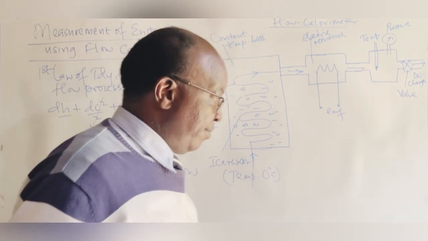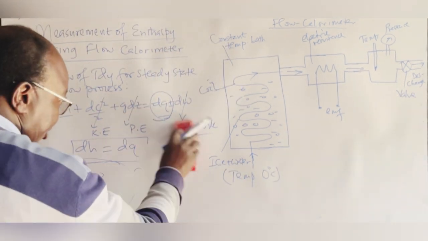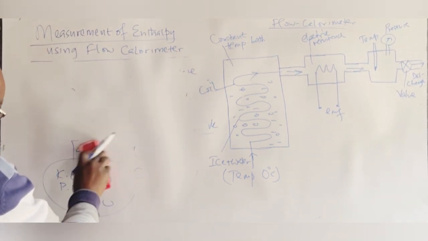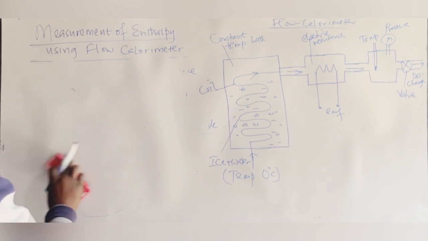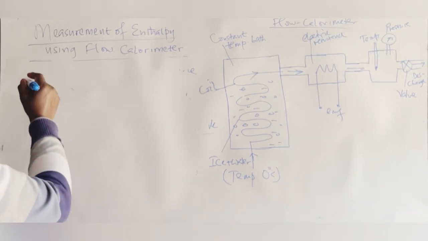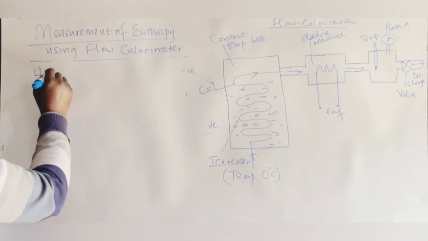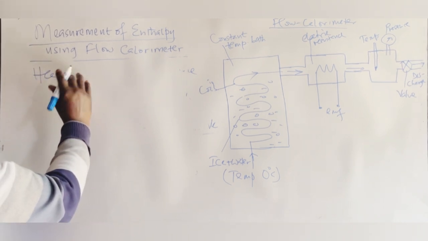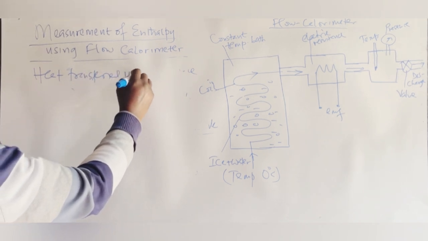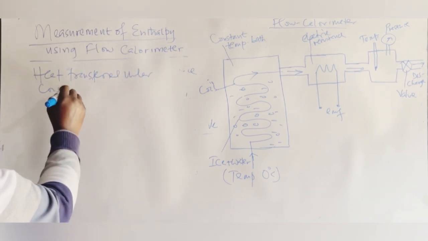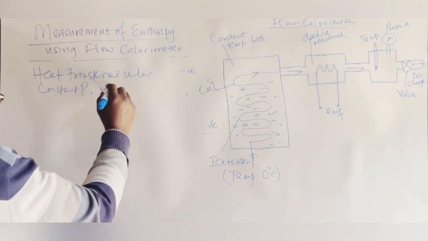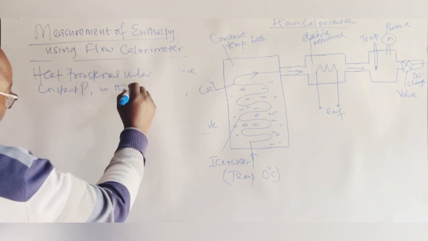Now, at the heart of this discussion, we have said that when heat is transferred under constant pressure conditions, we are measuring the change in enthalpy. Remember always, heat transferred, that is Q, under constant pressure is the enthalpy change.